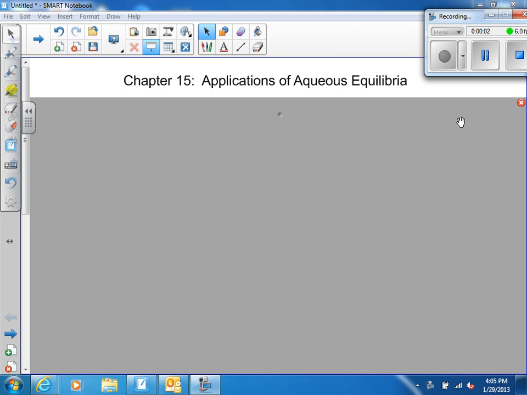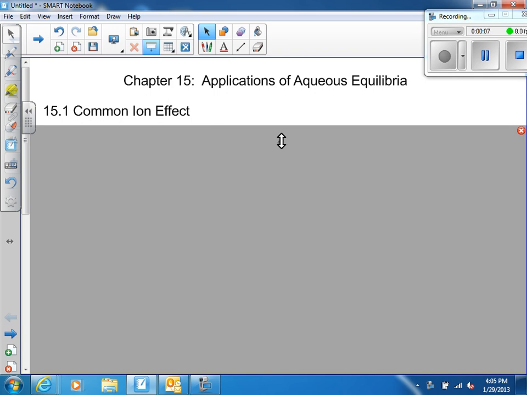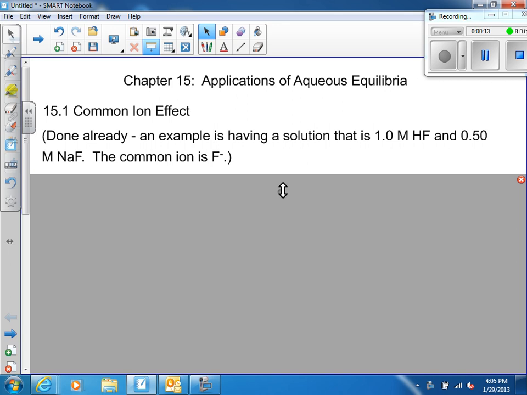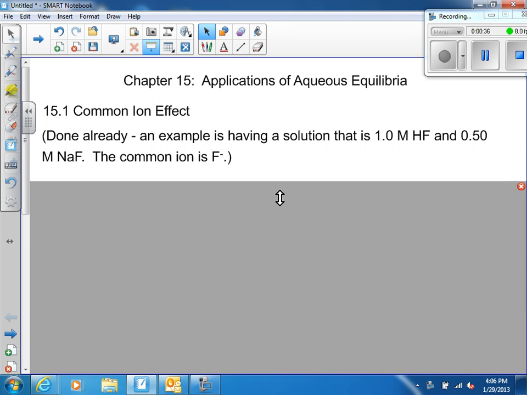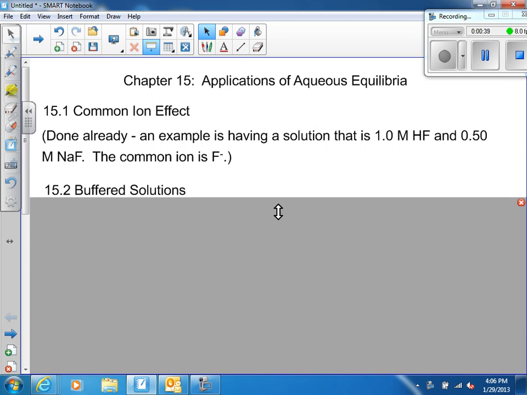So now we are starting chapter 15, applications of aqueous equilibria. The first section is the common ion effect, and in fact we've actually already done this. An example would be where you have a weak acid and the conjugate weak base both present in a solution. The common ion here would be F minus, because HF, when you have the reaction, one of the products is F minus. Here you have F minus, so they both have F minus in common. We've already done those problems, so we're not going to do any new ones right now.